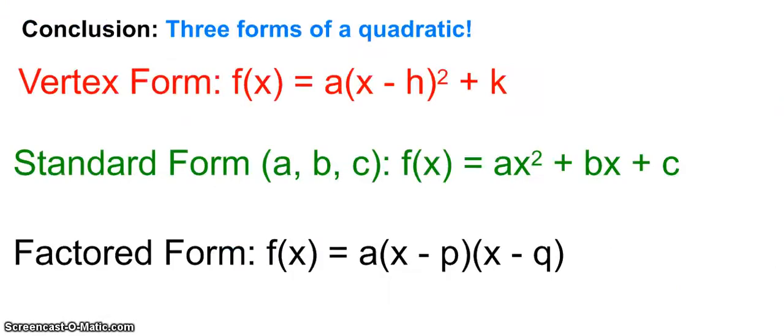Okay, so to conclude what we've done so far in this unit, we've seen vertex form, standard form, which is also called ABC form, and factored form. And we've seen from all of those different forms how we can find the vertex, the x-intercepts, the y-intercept, increasing and decreasing intervals, the domain, the range, and the maximum or minimum value.